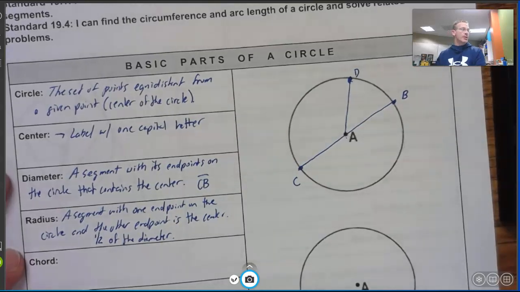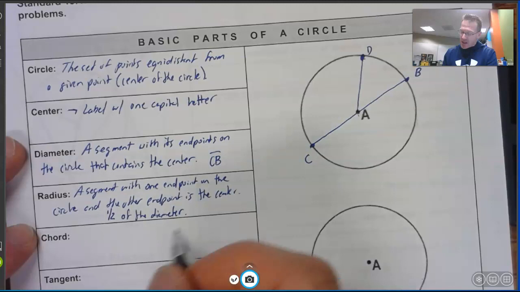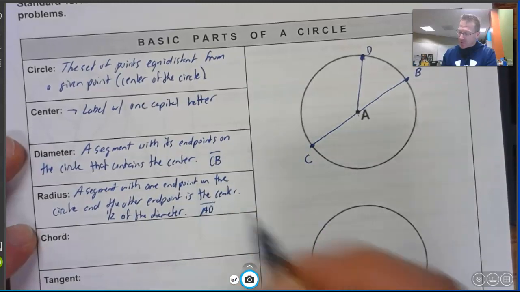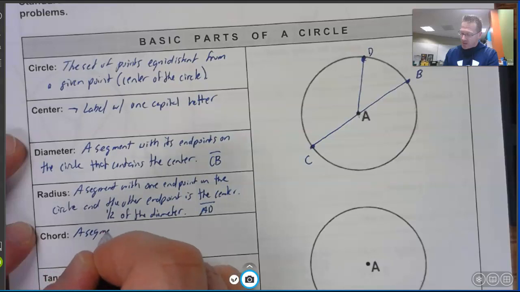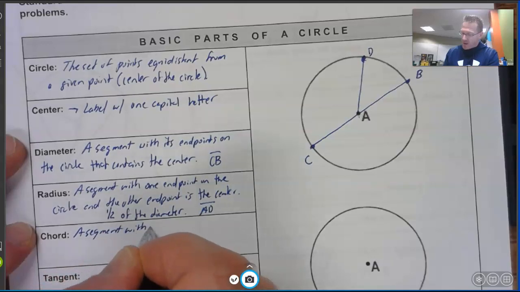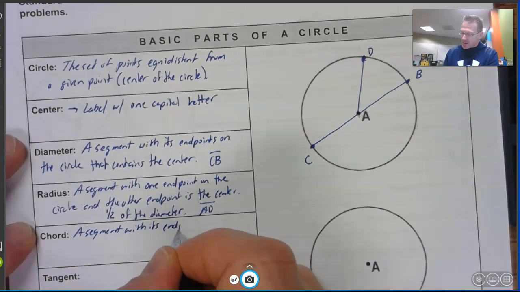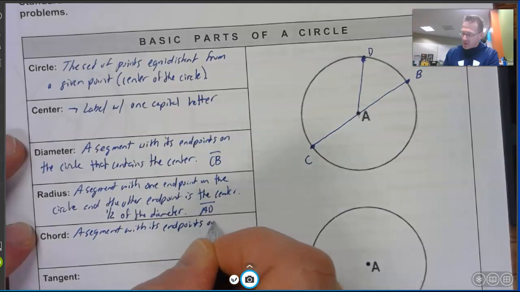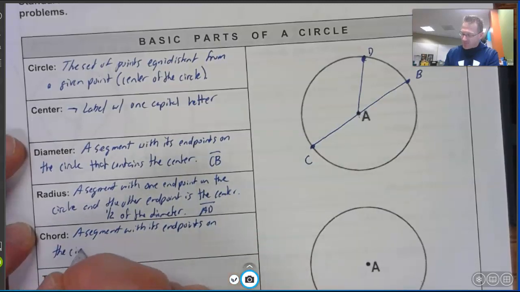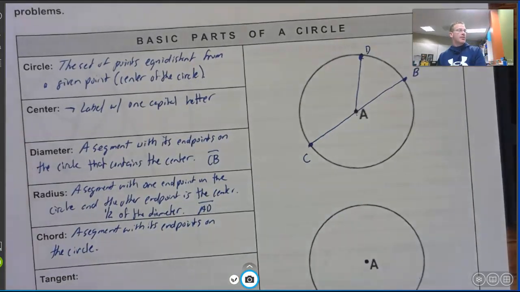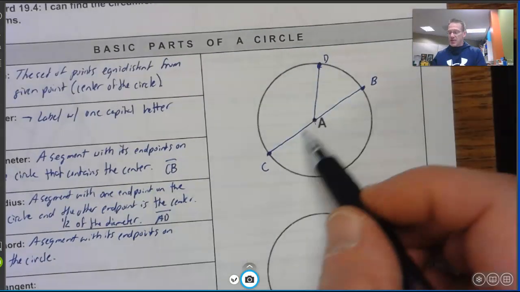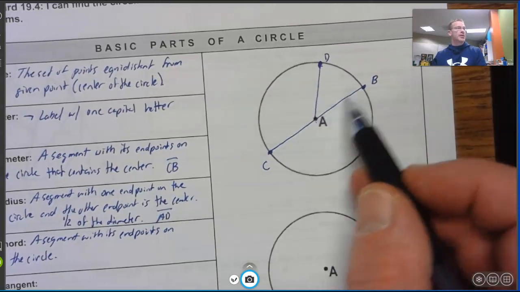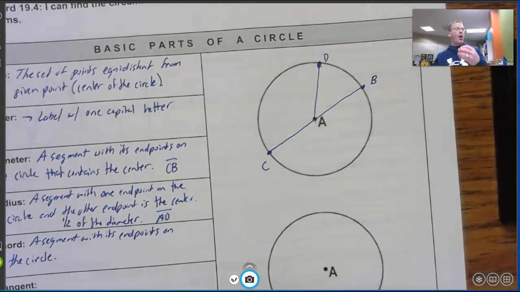Now a chord. A chord is a segment, and I'll put AD here just so you have an example there. A chord is a segment with its endpoints on the circle. Now notice it does not have to go through the center. So CB would be a chord as well as a diameter. So all diameters are chords, but not all chords are diameters.